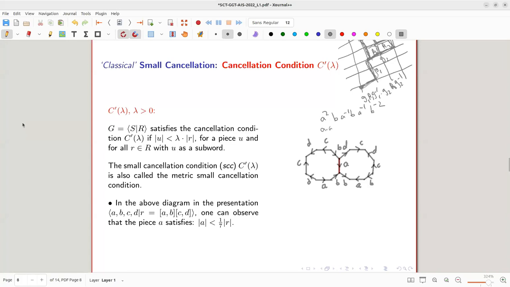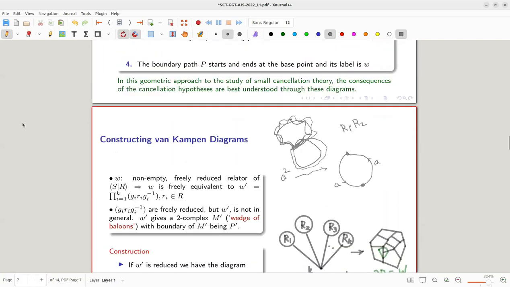And most importantly, less than or equal to 1/6. So what is C prime lambda? C prime lambda is a presentation like this, S R, where for any piece, we have defined what a piece is, if we have a piece W, then its length has to be less than lambda times the length of R. Now, let us see here. This is the relator, just like this picture. It is exactly the same picture, right?